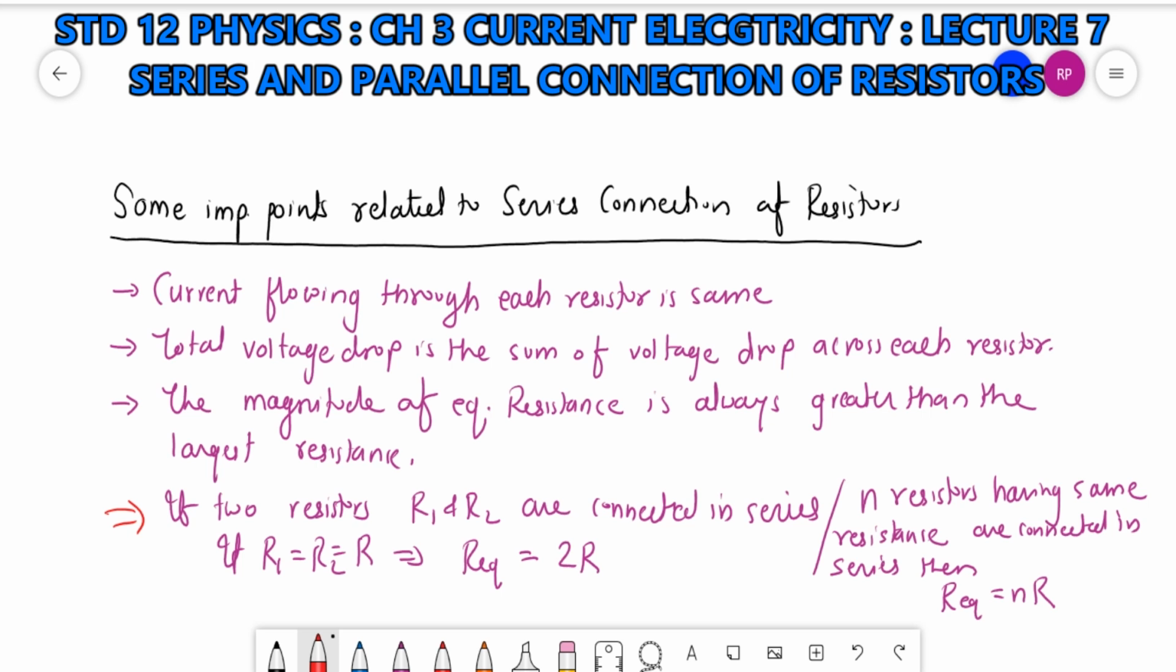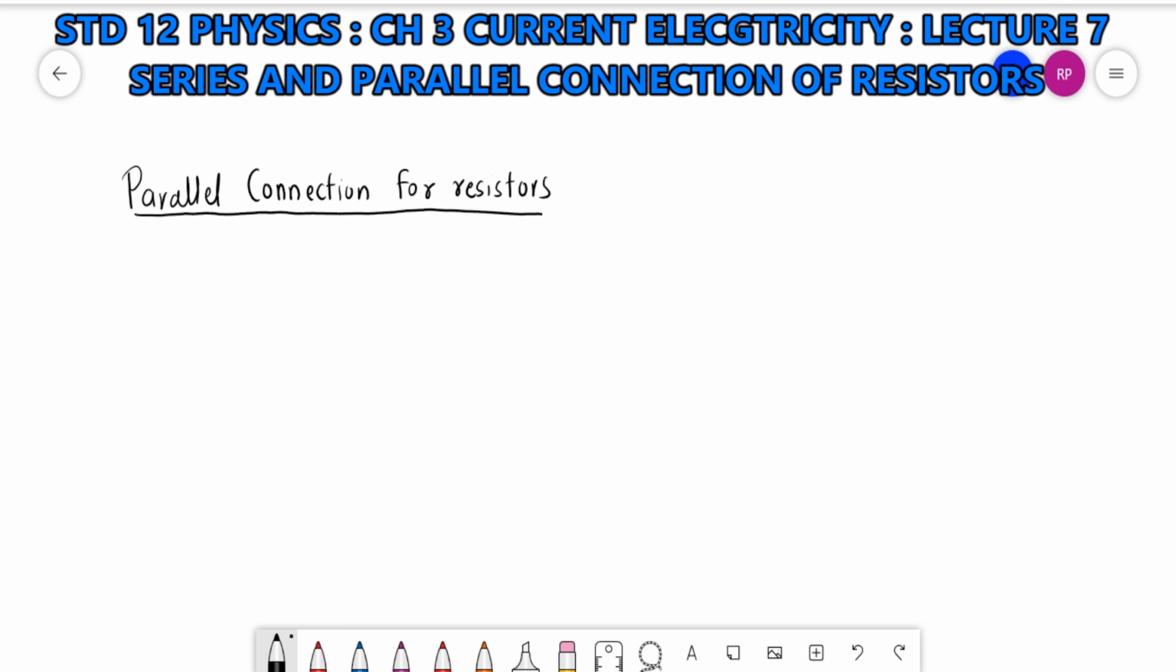Now let's move to the next, that is parallel connection of resistors. Now see, when will you say it as parallel connection? When more than one resistor is connected across 2 points in a circuit such that more than one path is available for the current to flow, then such a connection is called parallel connection.